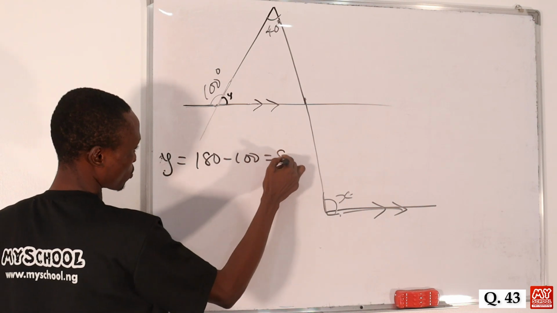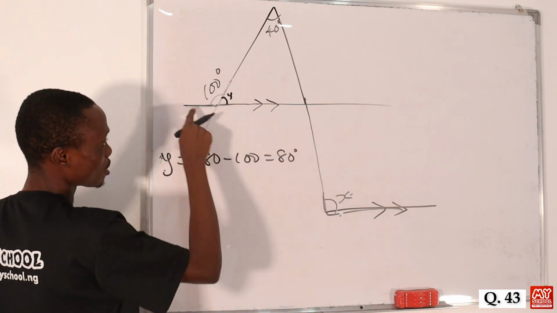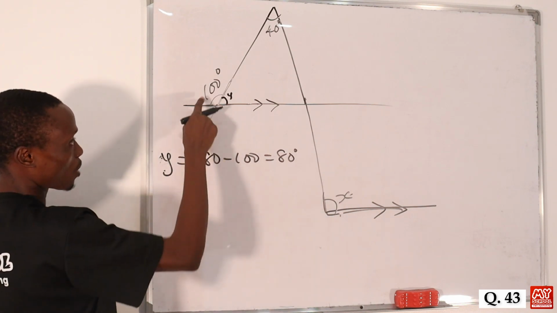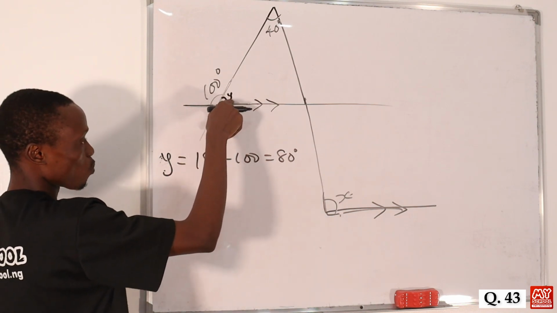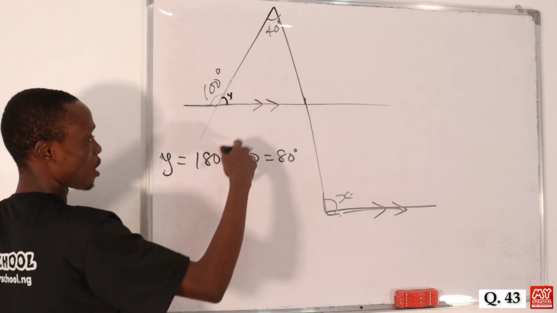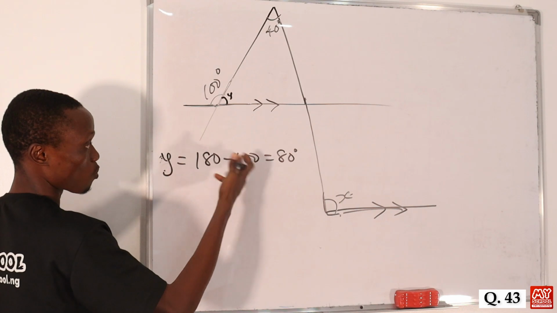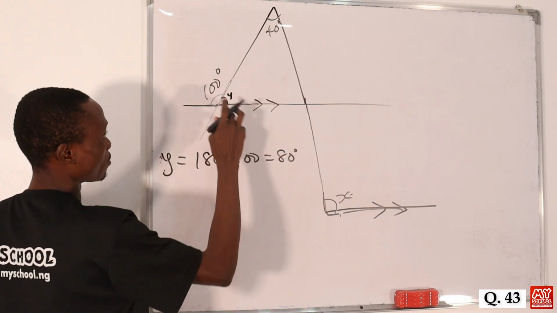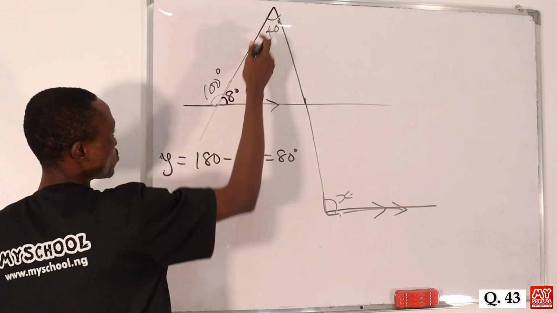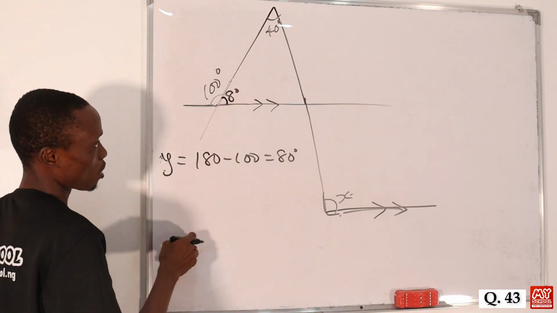And that will be equal to 80 degrees, because we said the sum of angles on a straight line is equal to 180, meaning that if I add 100 and y, that will be equal to 180. So to get the value of y, we just subtract 100 from 180, and that will give us 80 degrees. So the angle here is 80 degrees. These two like this are interior angles.